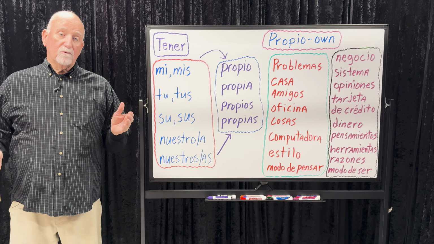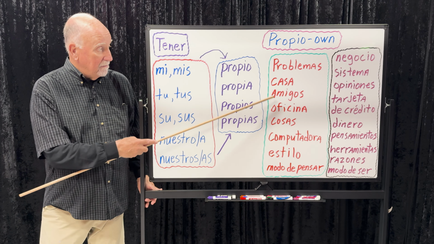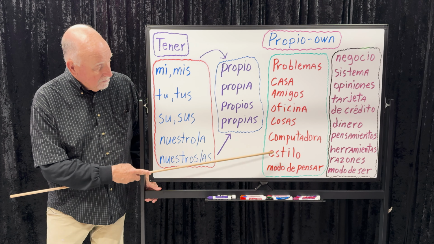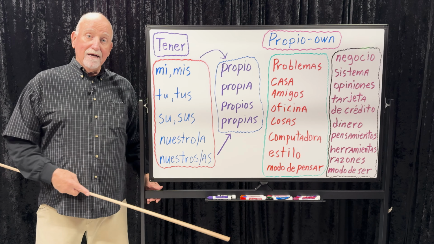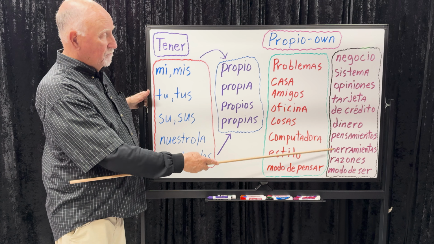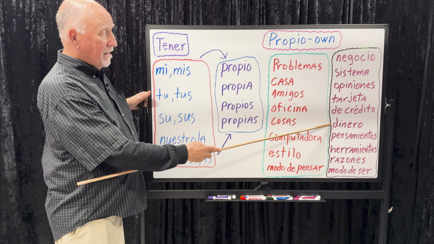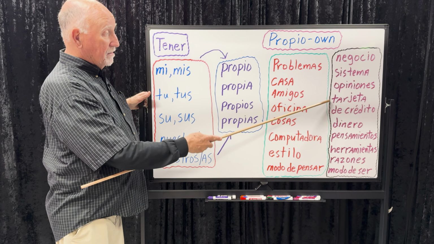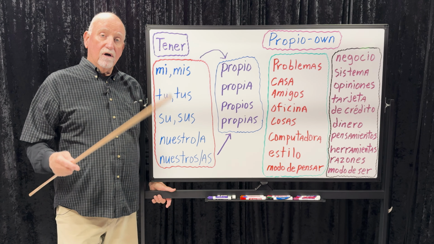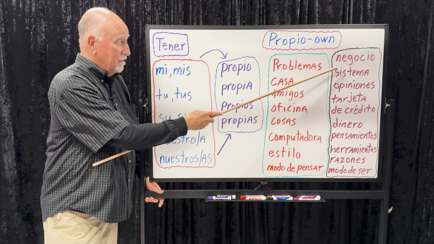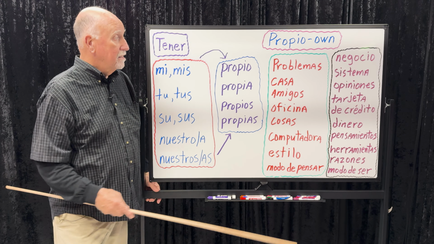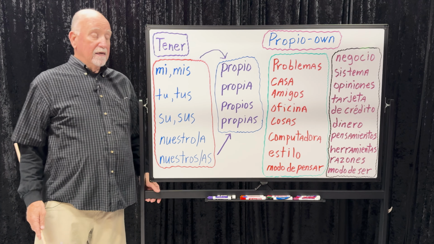Mis propios problemas. Casa is feminine, amigos masculine, modo, that's masculine. Over here, modo de ser, that's masculine. Razones is feminine. Pensamientos, masculine. Tarjeta de crédito, it's feminine, ending in A. Opiniones, words that end in ion are feminine, so that is feminine. Sistema is like problema. It's a Greek origin word. It ends in ma, but it is masculine. And negocio is business.